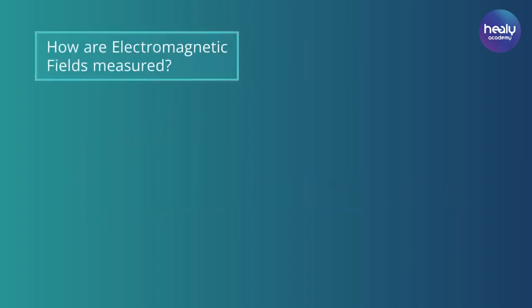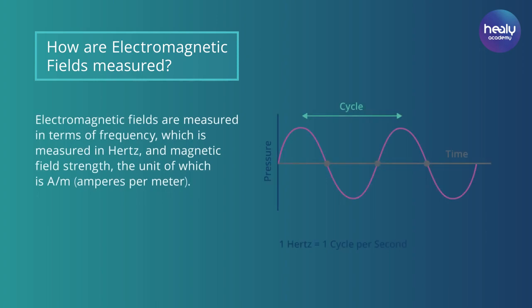How are electromagnetic fields measured? Their energy is determined by frequency and wavelength, propagates at the speed of light, and can be calculated or measured, among others, on the basis of their frequency and the strength of their magnetic field. 1 Hz corresponds to 1 full sine wave per second.